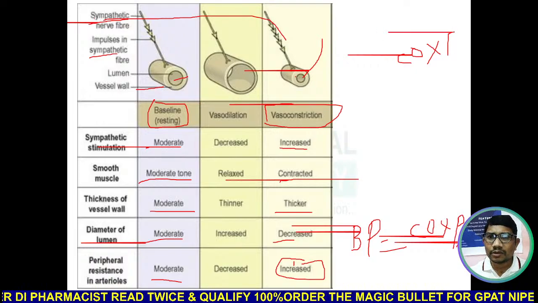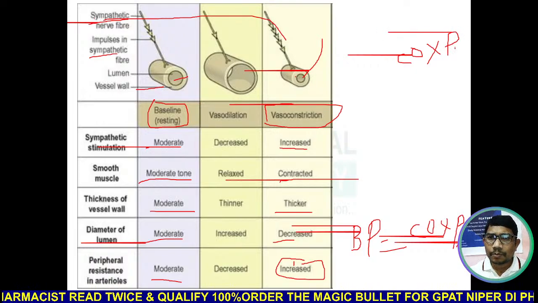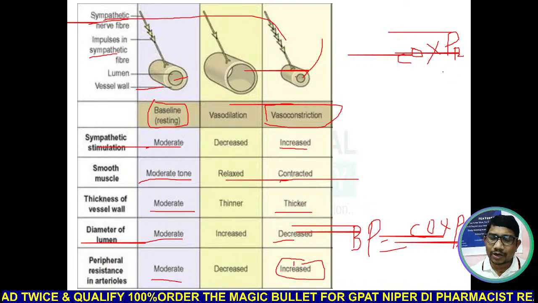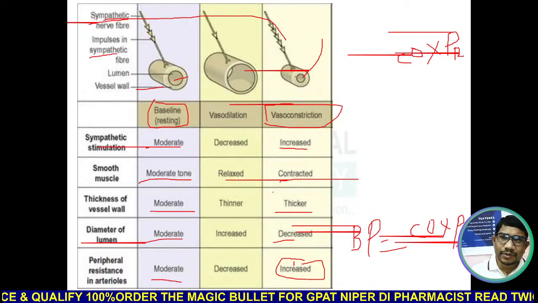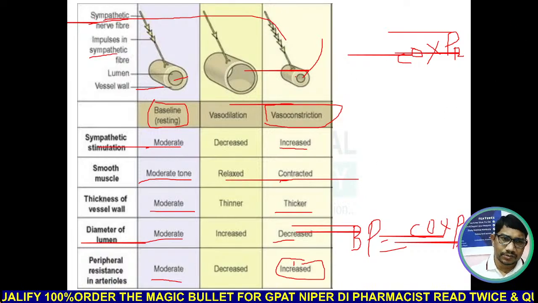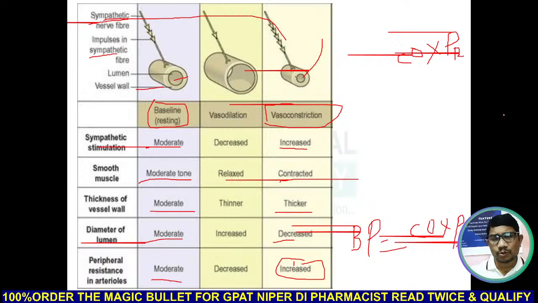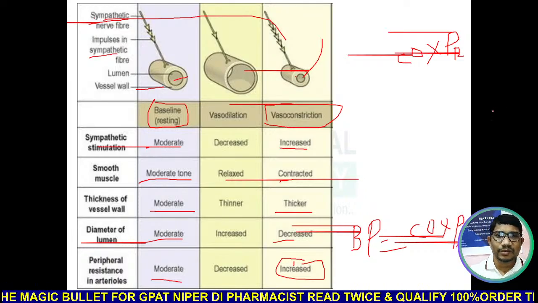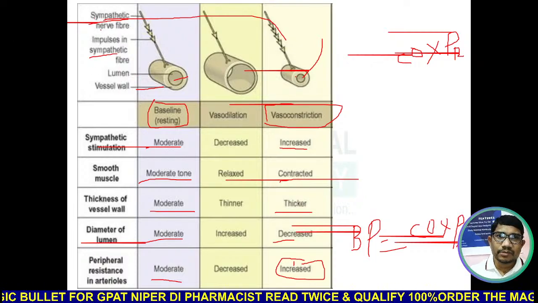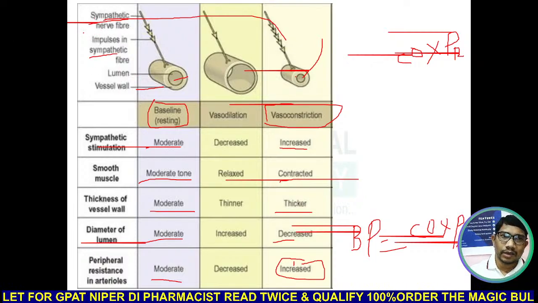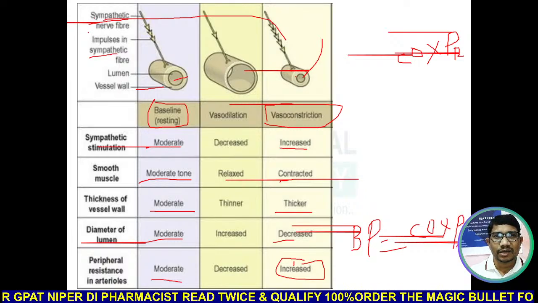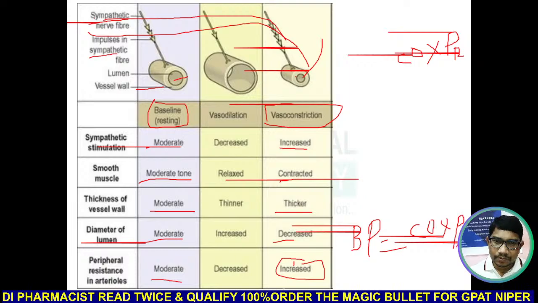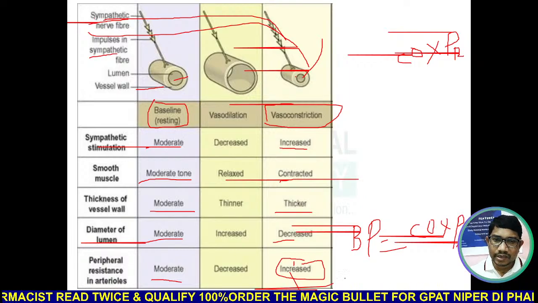Blood pressure is nothing but the product of peripheral resistance and cardiac output. So anything that will increase the cardiac output will increase the blood pressure. Anything that will increase the peripheral resistance will increase the blood pressure. So increase in the activity of the sympathetic nervous system will cause vasoconstriction, will increase the peripheral resistance, will increase the blood pressure.